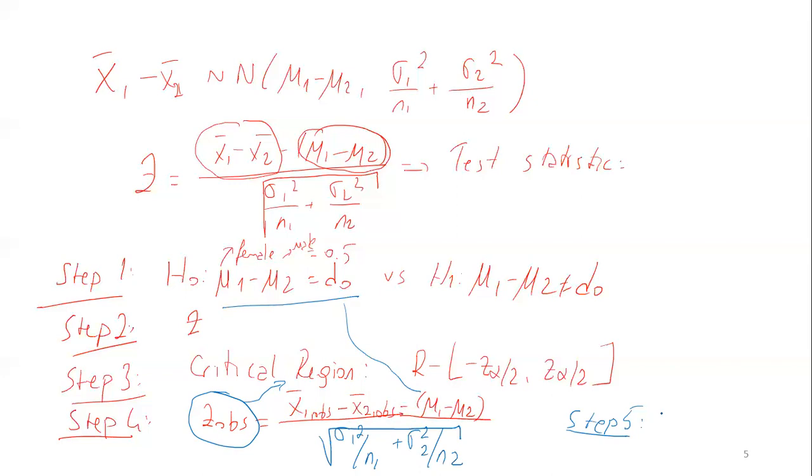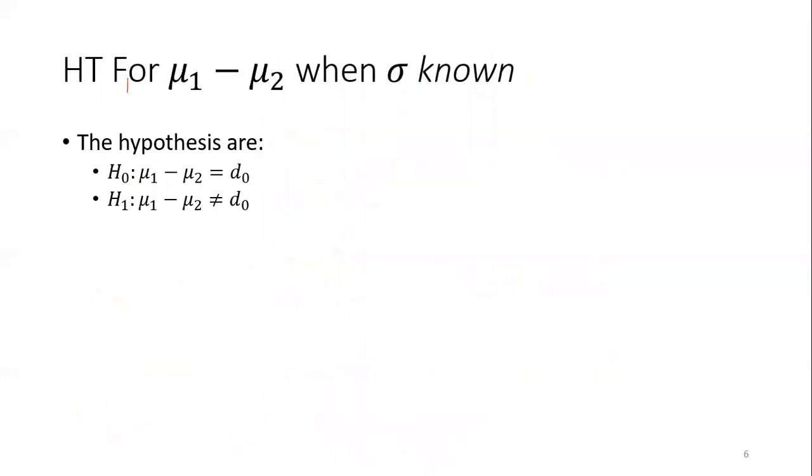So you just reject the hypothesis. If it's not in the critical region, you can say that the difference can be said to be equal to 0.5. I cannot reject this hypothesis. We will see some questions and that will be crystal clear when we solve the questions.